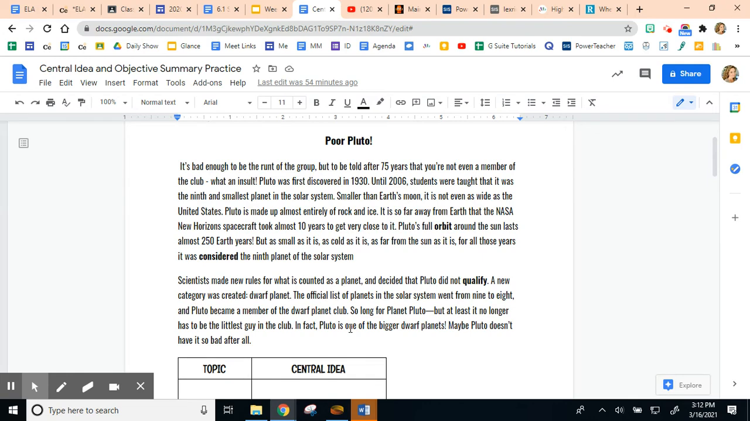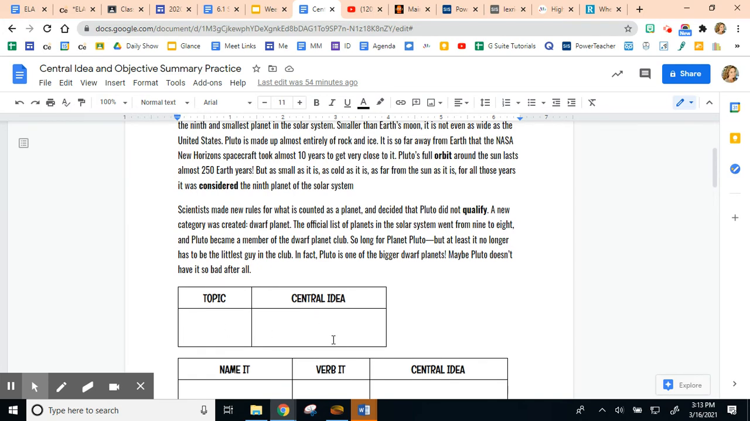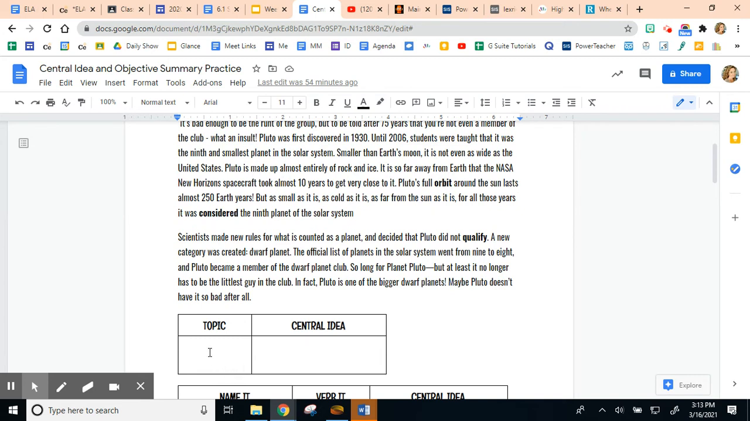All right, so we're going to go to the first chart, and this is where we're going to decide what the central idea is. So when you're determining the central idea, the first thing you think about is the topic, and the topic of this article is Pluto. So you can write that in your chart. And to figure out the central idea, you ask yourself, what is the author saying about Pluto? Well, the author is saying that Pluto is no longer a planet.